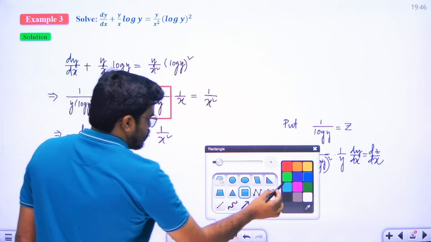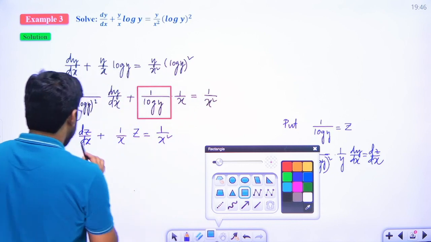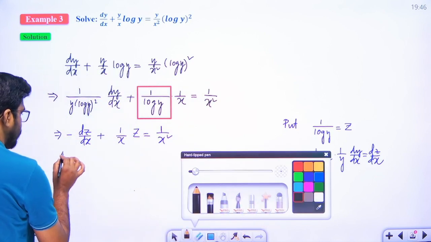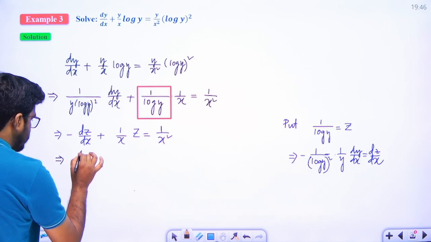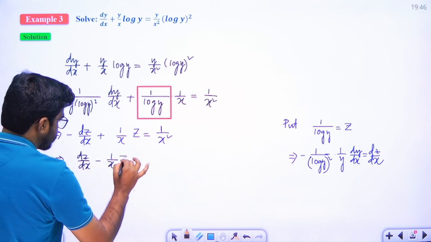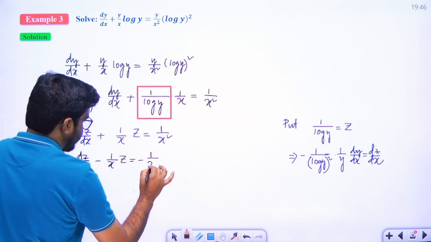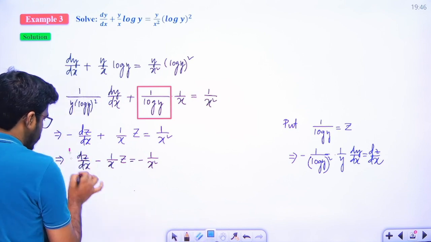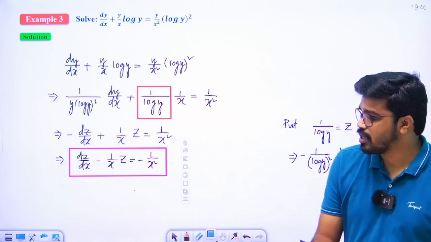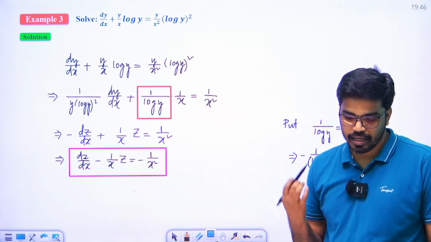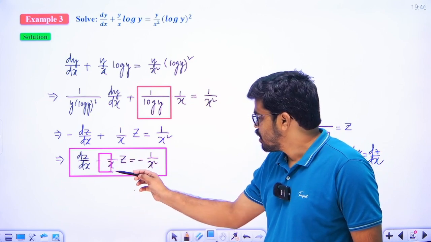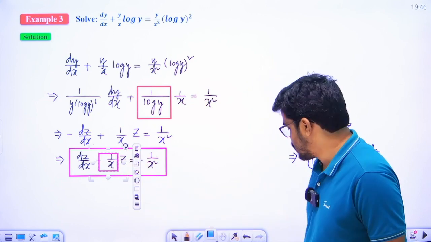So this is linear in, sorry, now we have to multiply both sides by minus sign, that means dz dx equals minus 1 by x z, plus minus 1 by x square. So this is linear in z, right? So what is the integrating factor? The integrating factor will be e to the power integration p dx. What is p here? P is minus 1 by x, right?